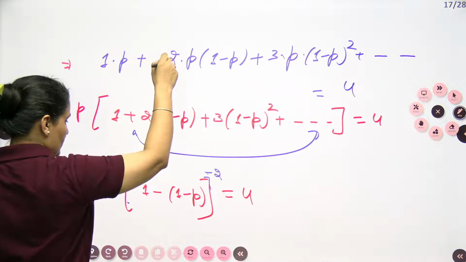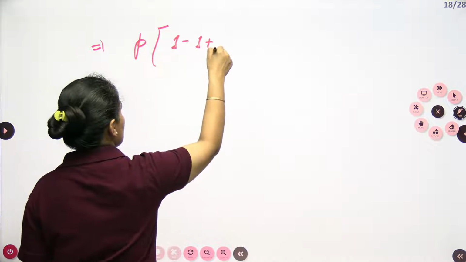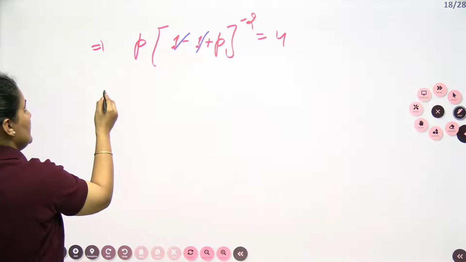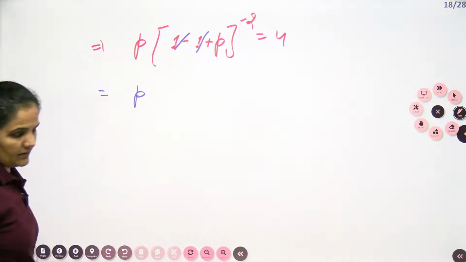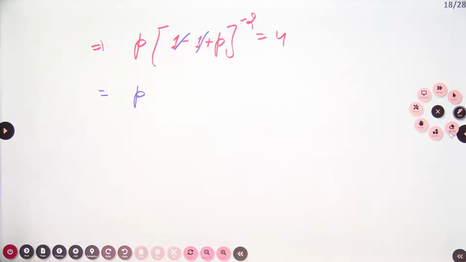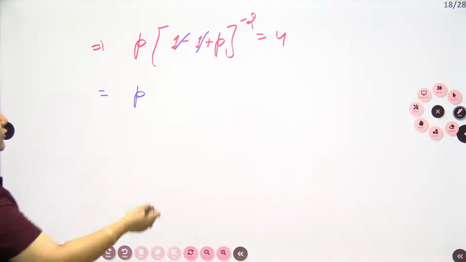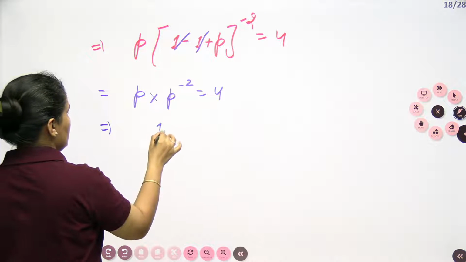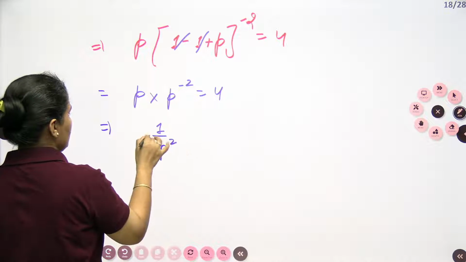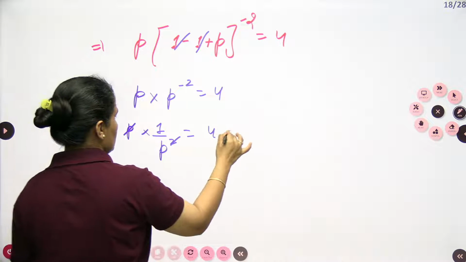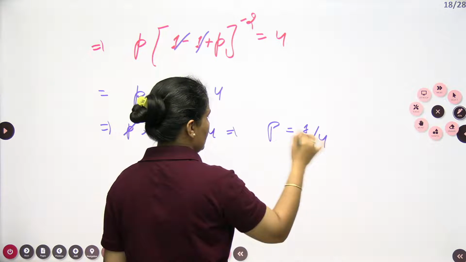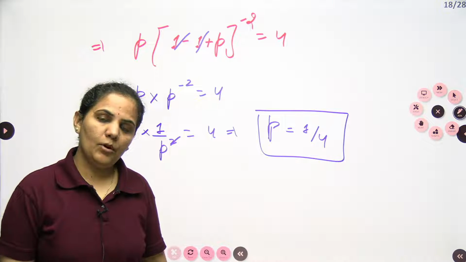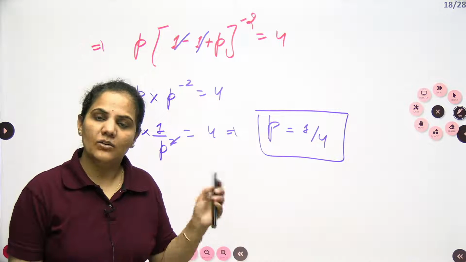So this is p, and when you open it, 1 minus 1 plus p gives p, so we have p into p to the power minus 2 equals 4. You can write this as 1 by p square into p, so one p will be gone, and 1 by p equals 4. So the value of p is nothing but 1 by 4. The value of p, meaning the probability of getting head, is 1 by 4.